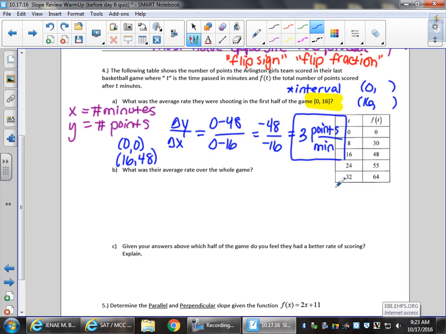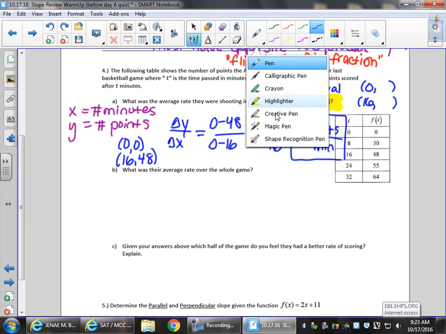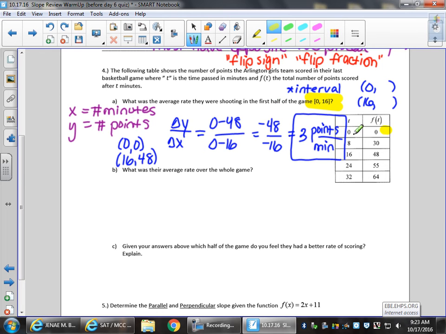What was their average rate over the whole game? How are we going to figure out the whole game? First and last. Very good. So we're going to use first and last. Let me change the color. First and last. Do I need to redefine variables? We're still under the same scenario. If I had a different scenario, yes. We're still under the same scenario. So we can just jump to ordered pairs.